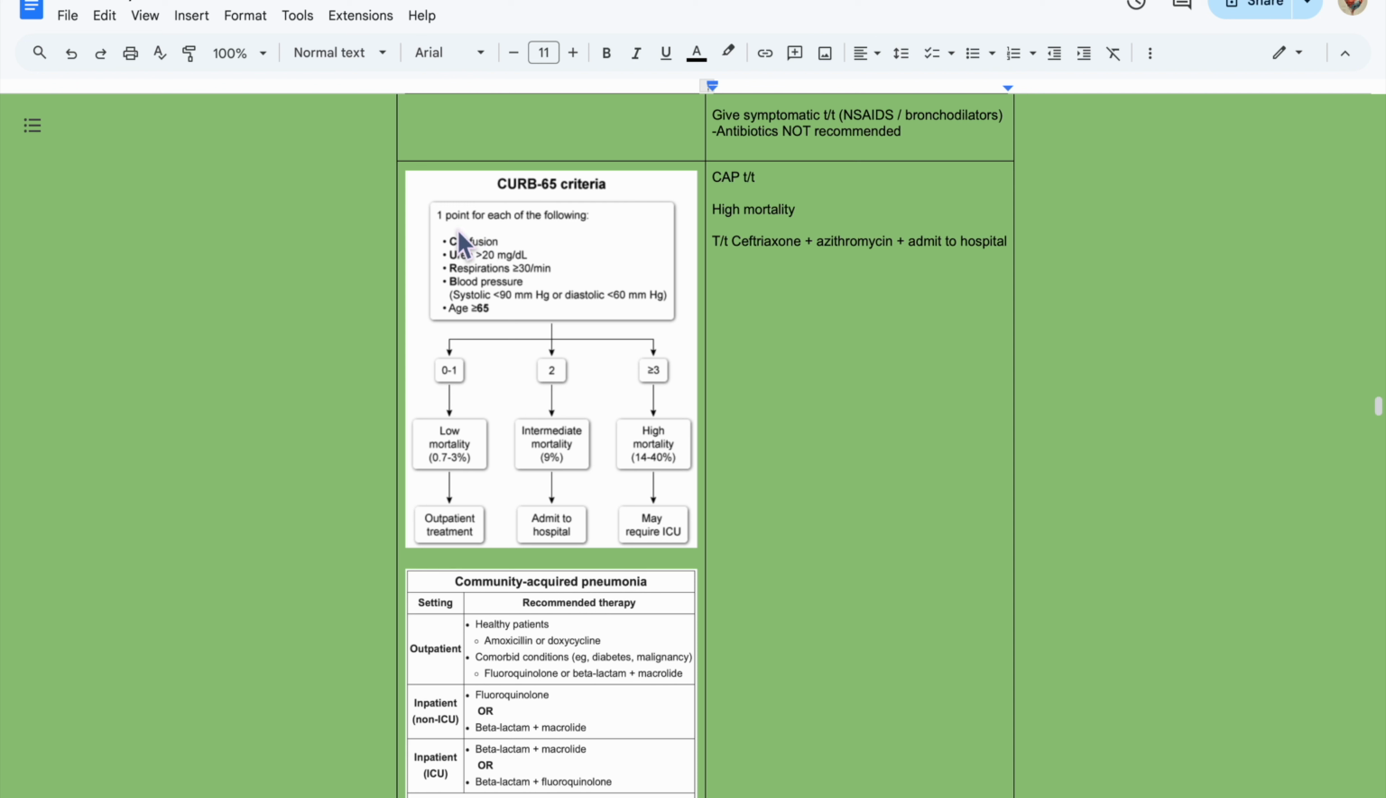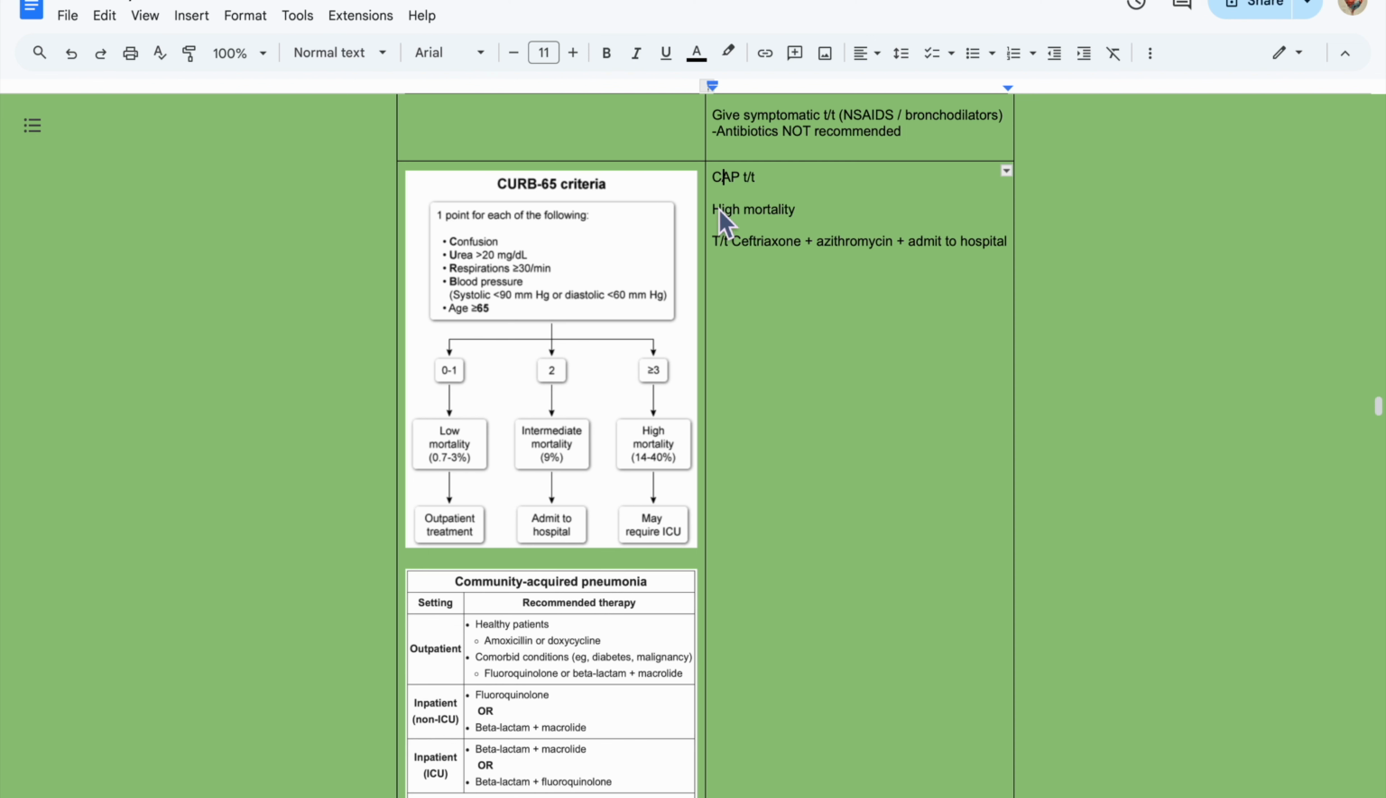Each of these is 1 point. If you get 0 to 1 point, then it's a low mortality, 0.7 to 3% only, and you treat it with outpatient treatment. If you get 2 points, then it's intermediate mortality, admit to the hospital. If it's 3 or more points, then high mortality, 14 to 40%, so you put them in ICU.